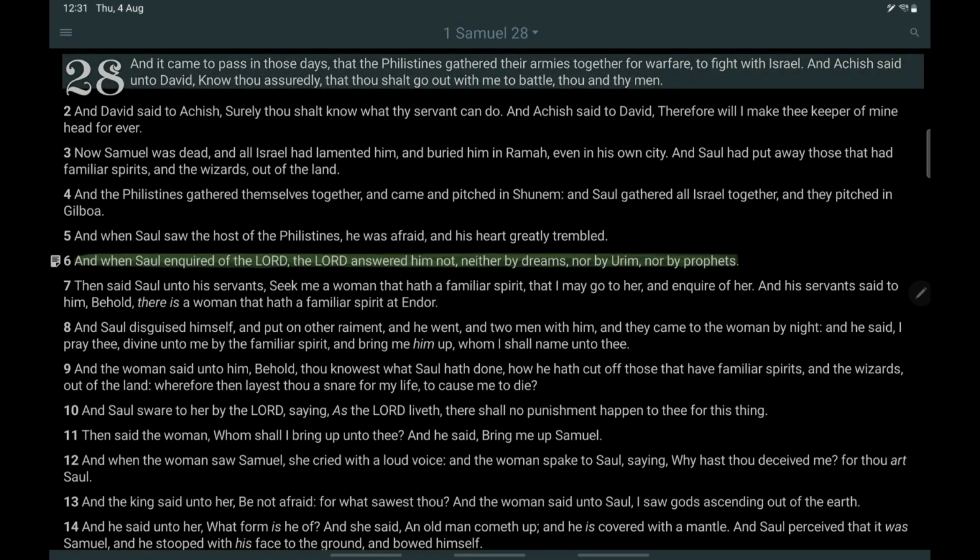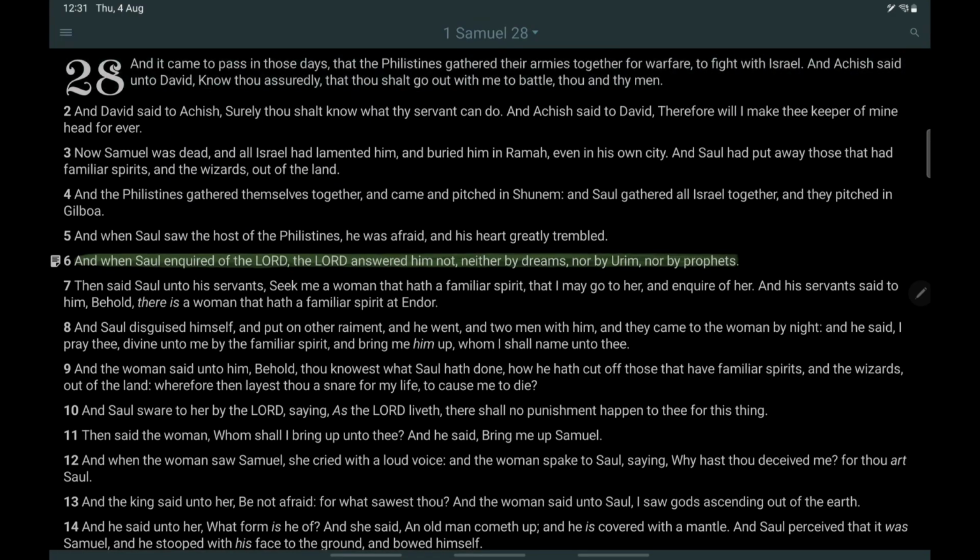"And it came to pass in those days that the Philistines gathered their armies together for warfare, to fight with Israel." And Achish here is the king of Gath, he's known in the tablets as Shuar-Data, which is an Indo-European name. "And Achish said unto David, Know thou assuredly that thou shalt go out with me to battle, thou and thy men. And David said to Achish, Surely thou shalt know what thy servant can do. And Achish said to David, Therefore will I make thee the keeper of mine head forever."